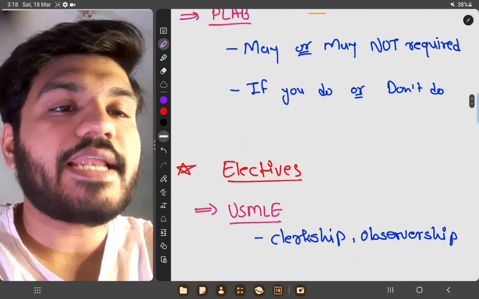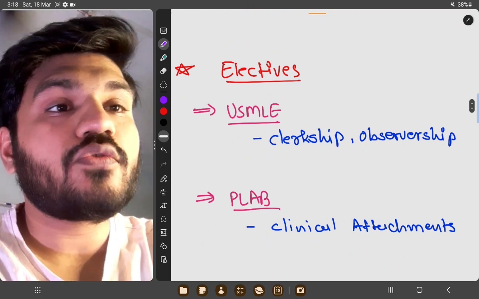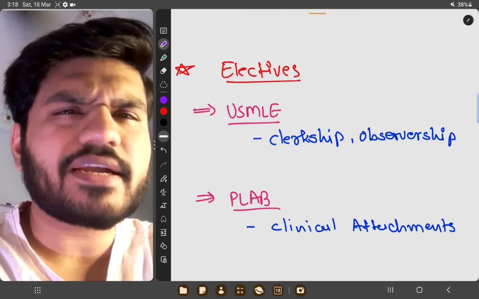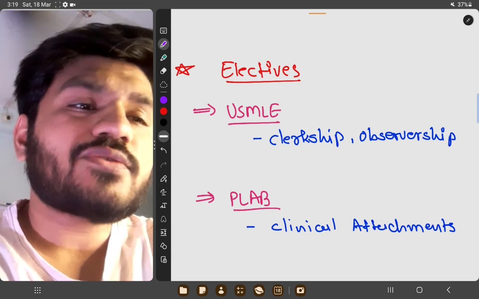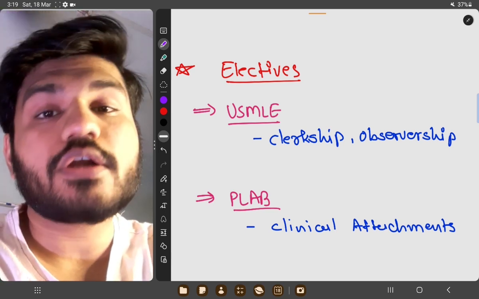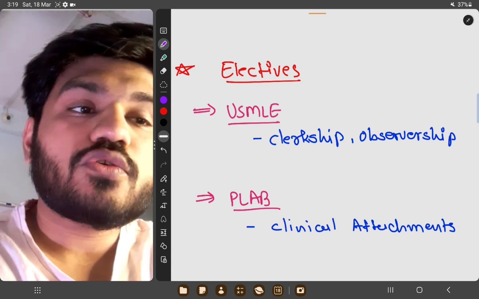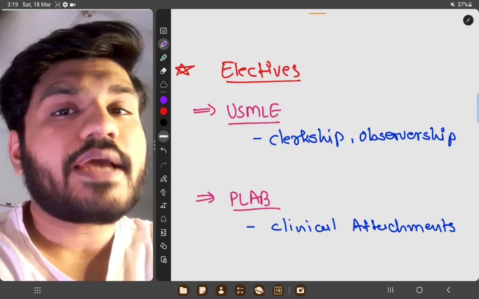Further we talk about the electives. So in USMLE, you have to do a clerkship or observership for at least 3 months in order to build your CV. And in PLAB, it is called clinical attachments. You have to do clinical attachments with physicians or consultant doctors. So you can attach with them and go on the rounds and learn about the UK healthcare system.